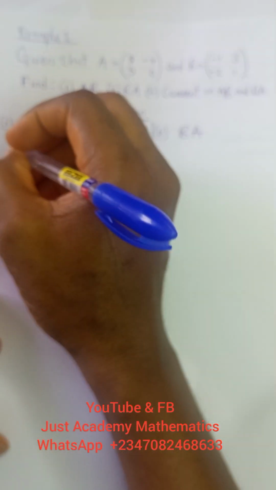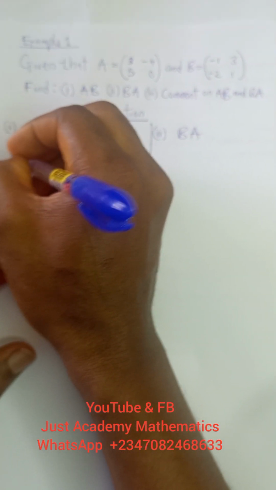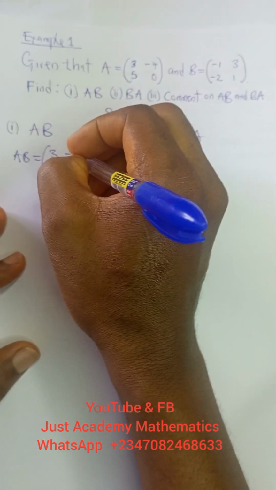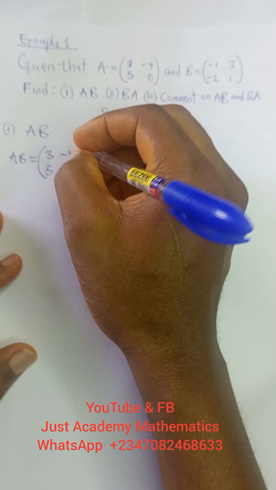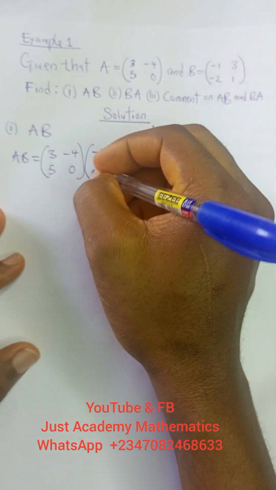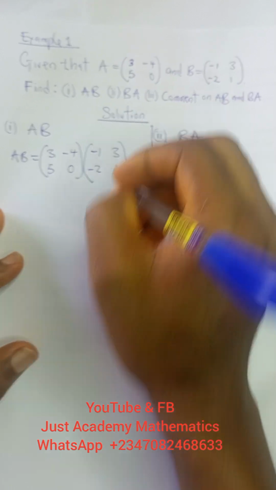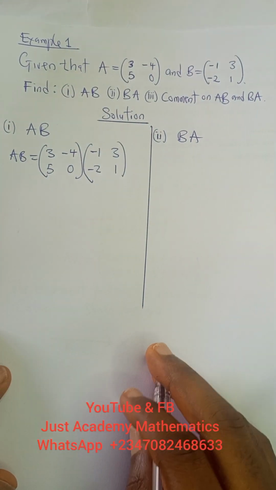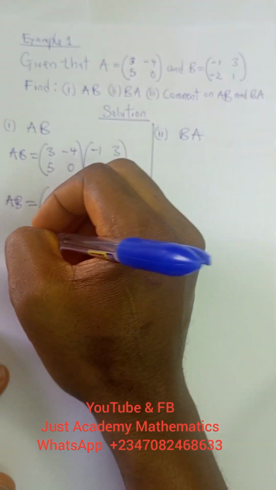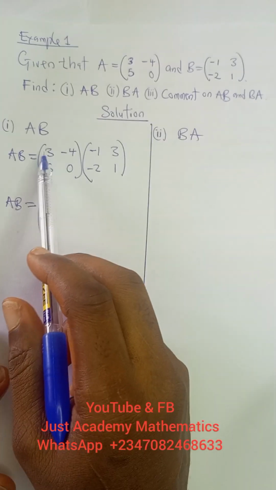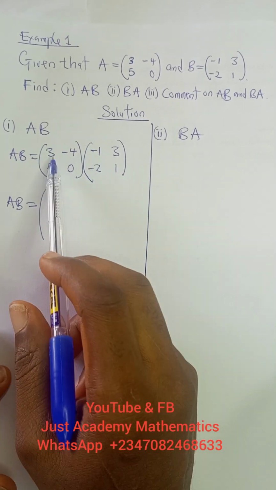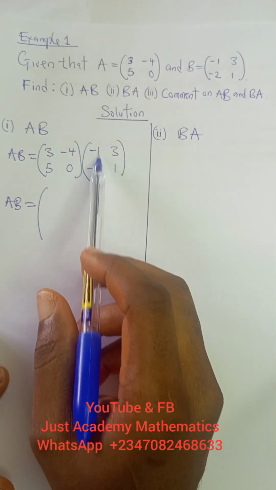AB means A times B. So this is AB equals to, what is matrix A? 3, minus 4, 5, 0, multiplied by B. What is B? Minus 1, 3, minus 2, 1. Now, let's do the multiplication. So, AB is equal to, let's go there. Remember, I just told you that this is row times column. The multiplication is possible because there are 2 elements here, 2 elements here.